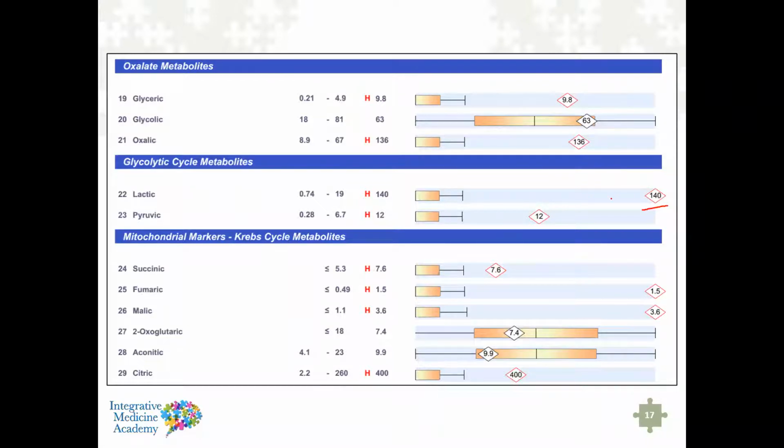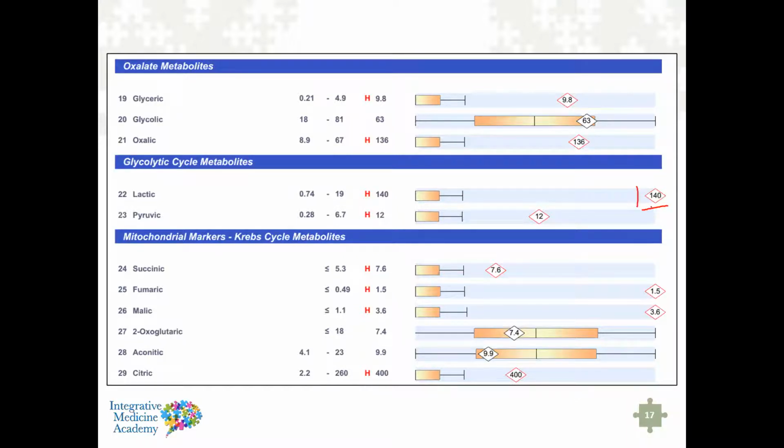The test doesn't tell me why the lactic acid is high, but there are other things that we can learn off the organic acid test that could perhaps explain why it's high. But we also have to look at the clinical history of the patient and all the variables that could lead to, let's say, just an elevation of lactic acid.